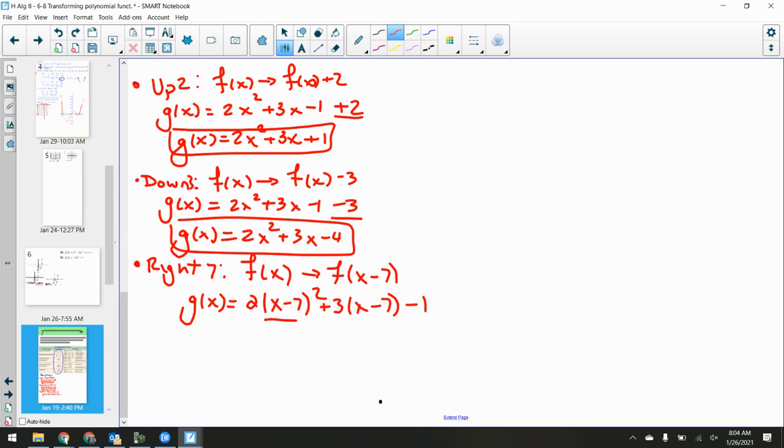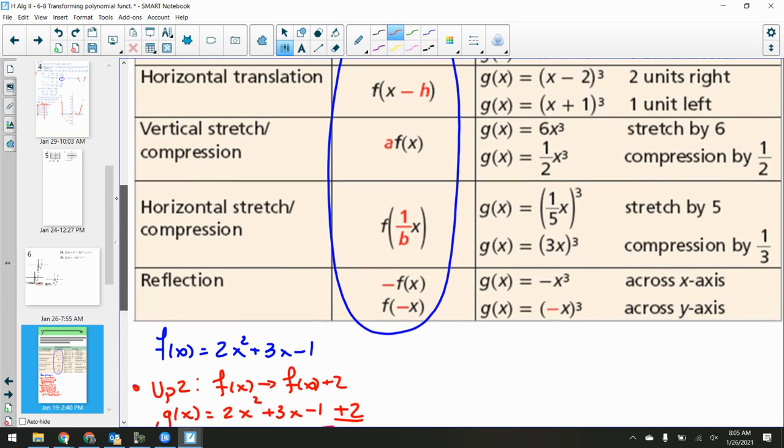No. I've got to FOIL that out. I've got to distribute that 3. I've got to combine all my like terms in the end. Right? So it's going to be complicated when we have things that we plug in for x. And obviously, if I were to go to the left, that minus would just turn into a plus. Right? So that's up and down, left and right.